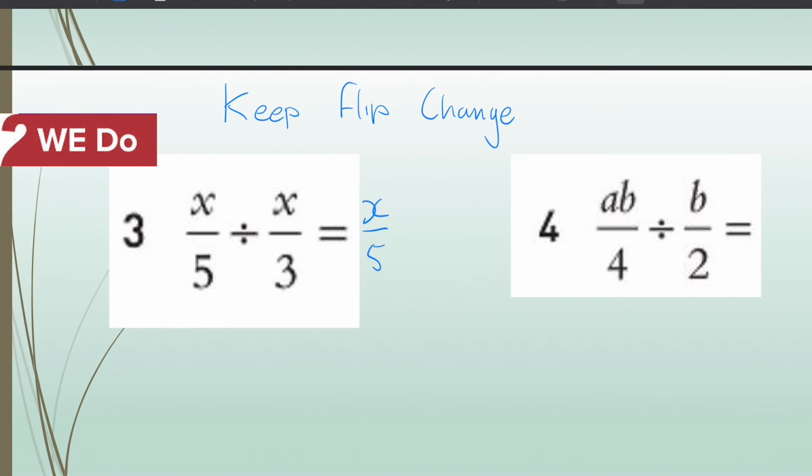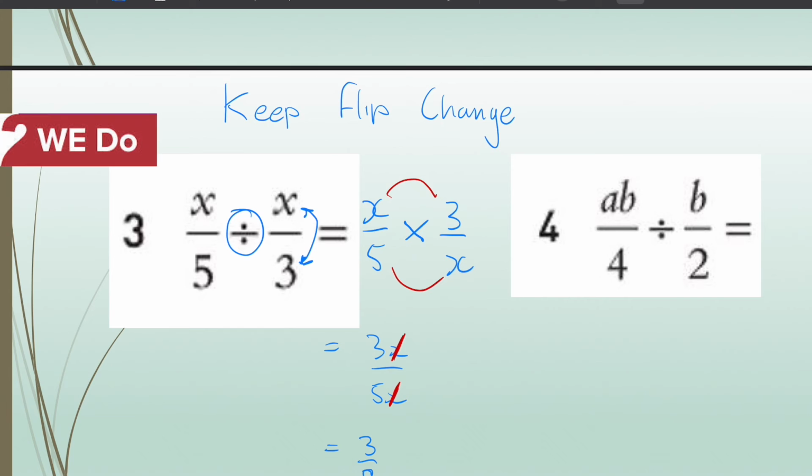Flip means we get the second fraction and we flip it upside down. I've just swapped these two. That's my flip. And the change is we change this divide into a times. And now the problem is exactly the same as a multiplication problem. We multiply the two top things together and the two bottom things. So we end up with 3x over 5x. We can't simplify 3 over 5, but we can simplify x over x. We end up with just 3 over 5.